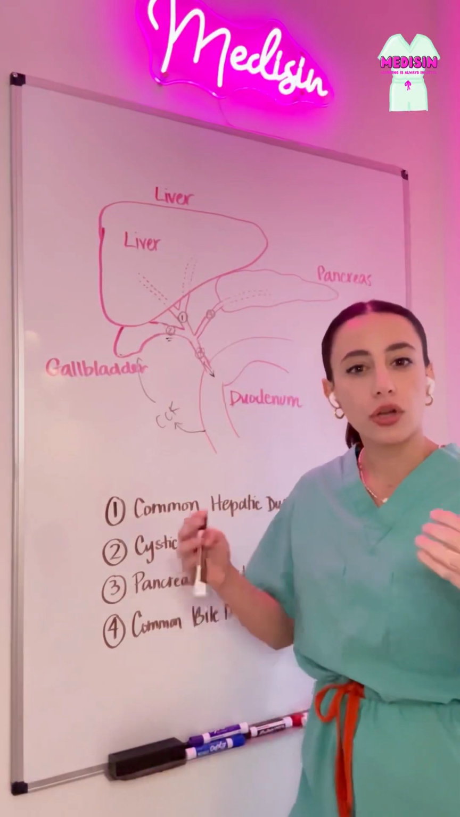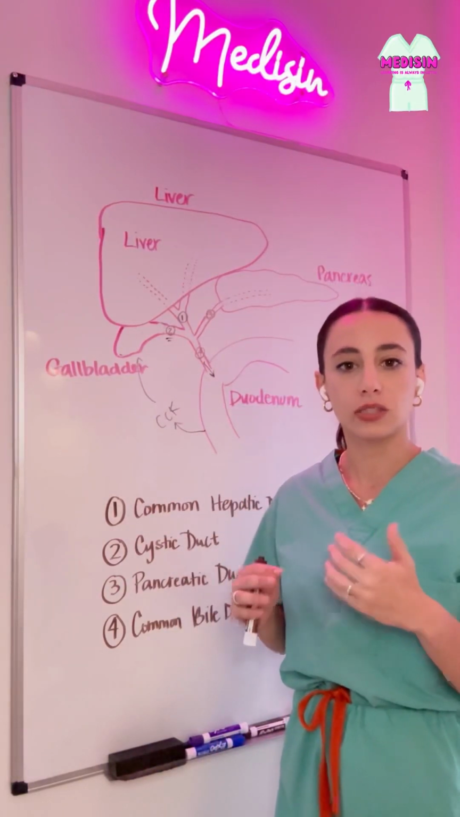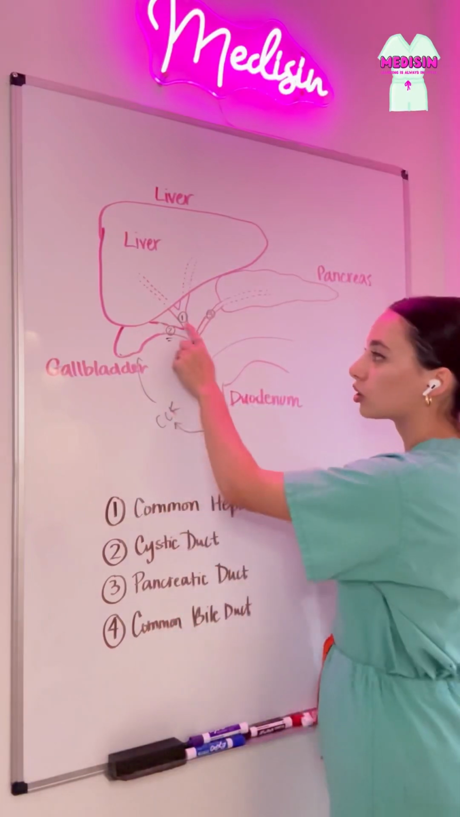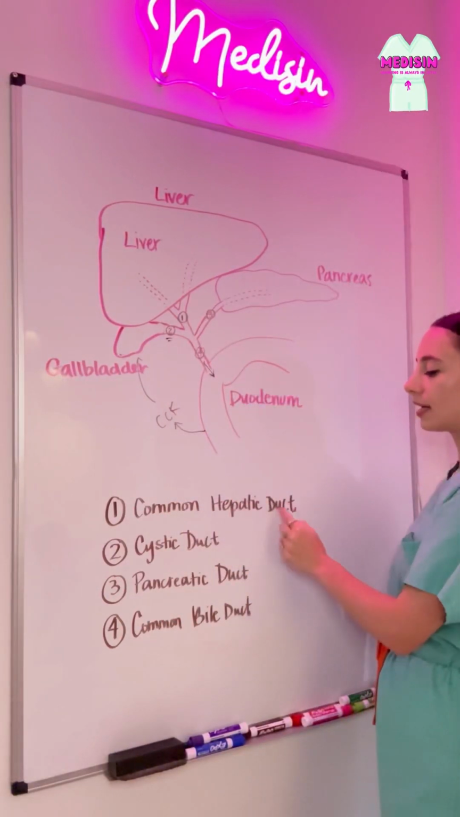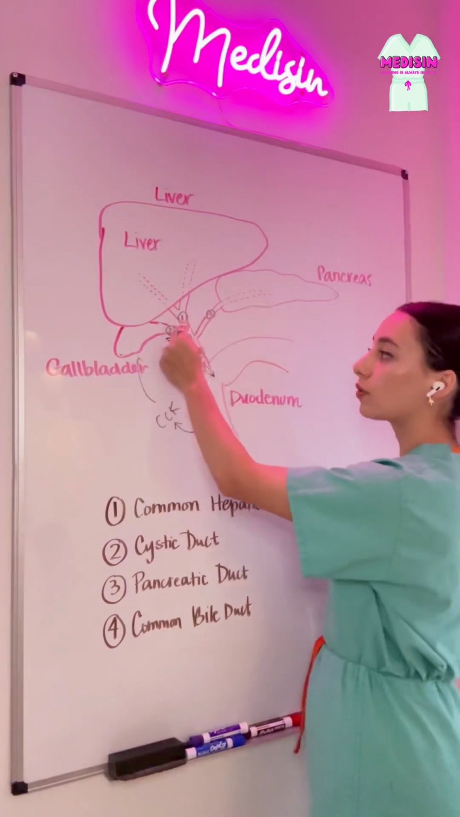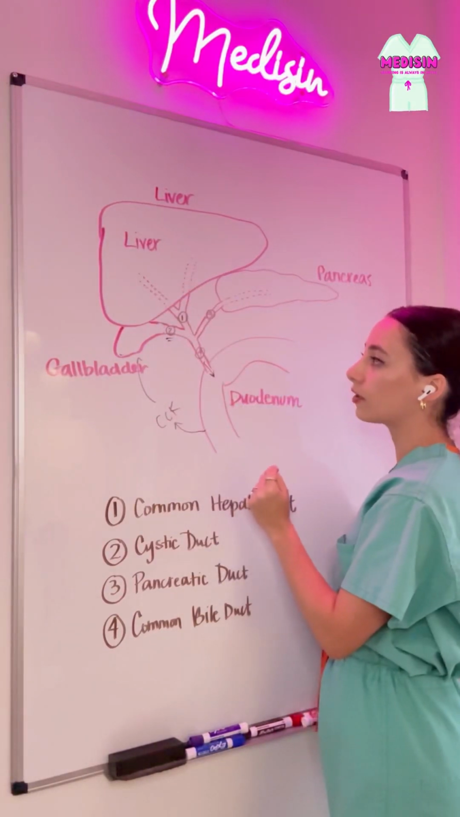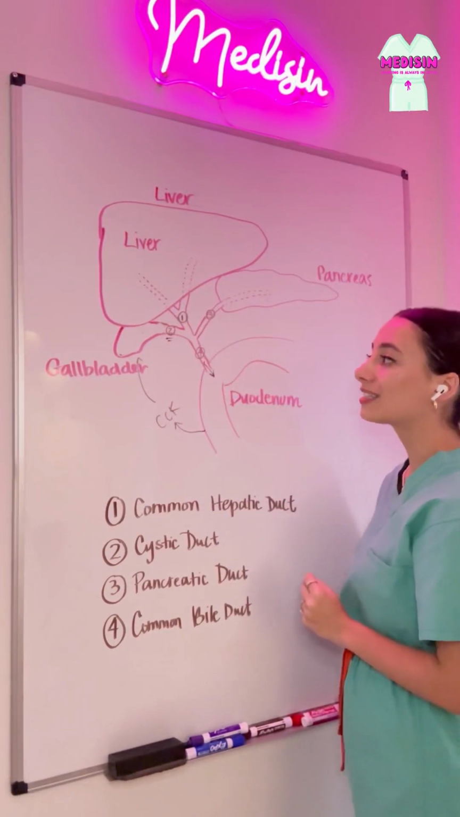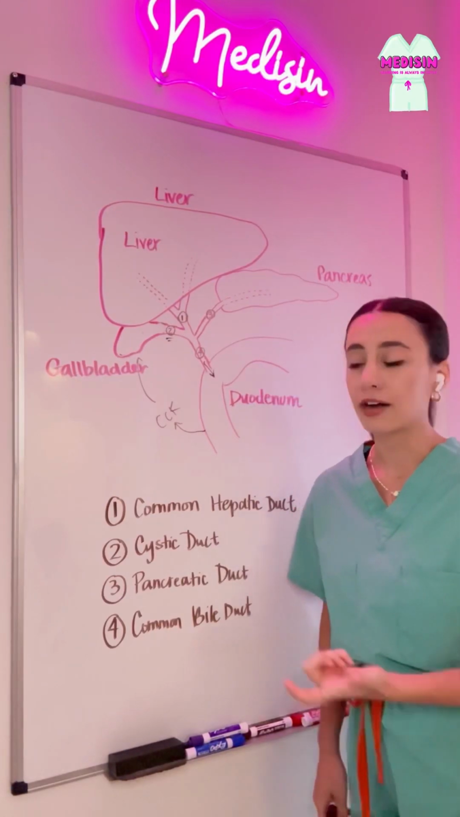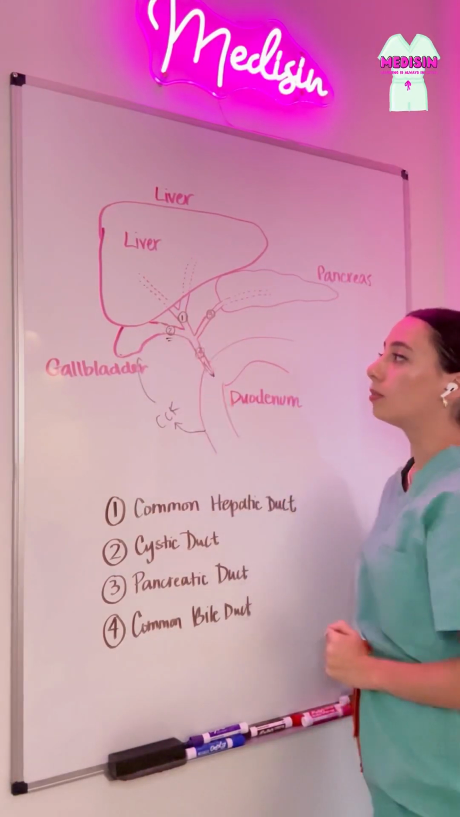Now, we've got a bunch of different ducts within this biliary tree. And it's really important to know the anatomy so we can know how the different diseases will present and why they occur. So at number 1, we have the common hepatic duct. Hepatic means liver, so it's the duct that directly connects to the liver. At number 2, we've got the cystic duct. Cyst again means bladder, so this directly connects to the gallbladder.